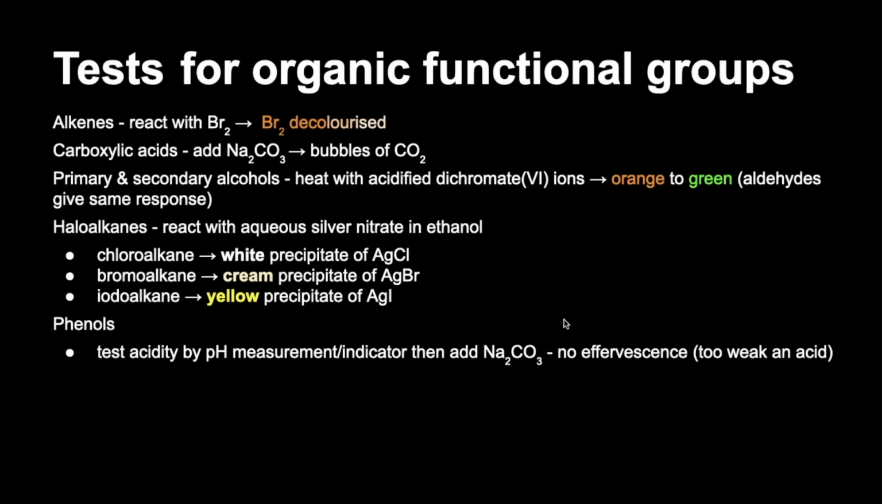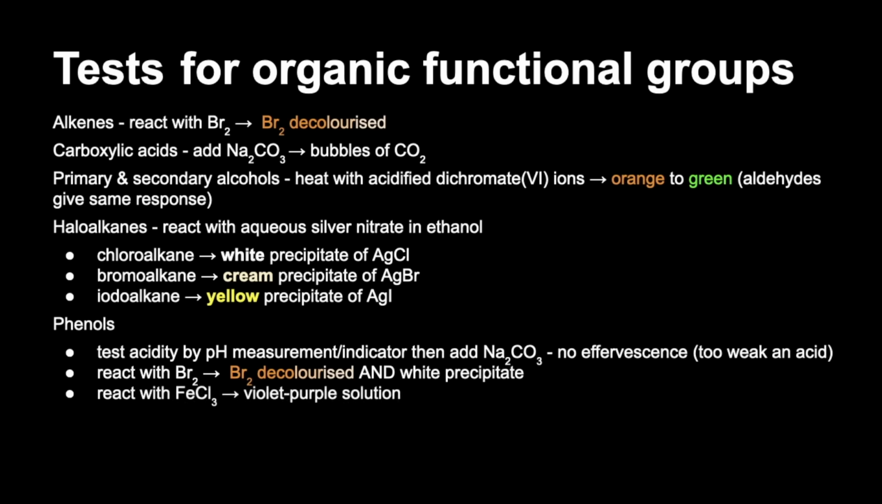CO2 with sodium carbonate. Another thing you can do is react a phenol with bromine, and the bromine is decolorized and you get a white precipitate. Another thing you could do is react it with FeCl3, iron(III) chloride, or ferric chloride it's also called, and you get a violet purple solution.